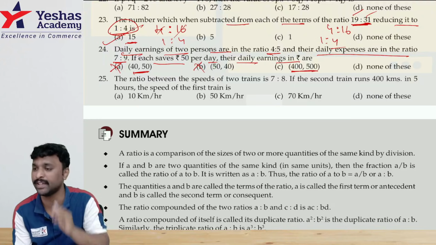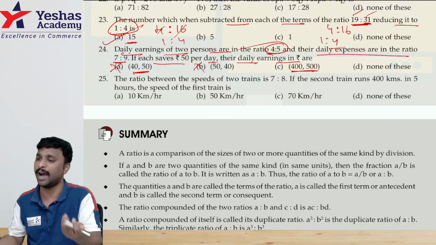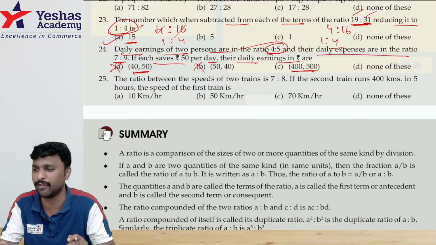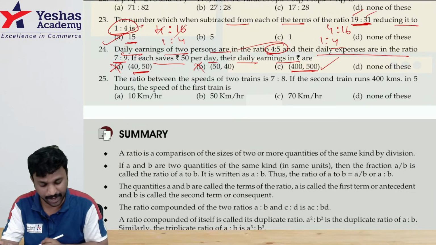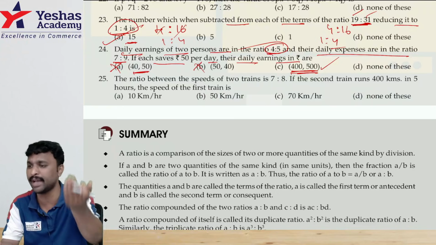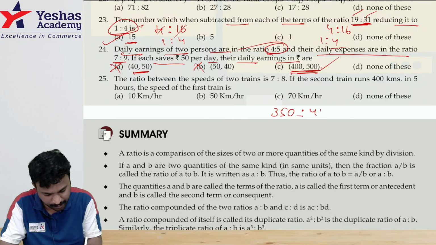400 and 500, if the earnings are 400 and 500, is the ratio of the earning 4:5? Of course 4:5. When you divide 400 by 100 and 500 by 100, you get 4:5. So first condition is satisfied. And if both of them save 50 rupees, what is the expenditure? Income minus saving is the expenditure. So expenditure becomes 350 and 500 minus 50 is 450.